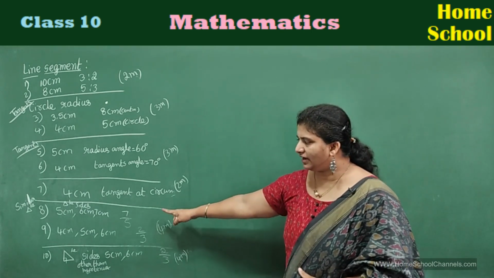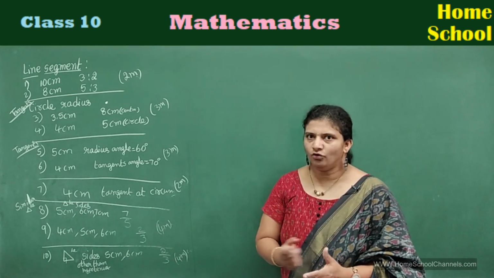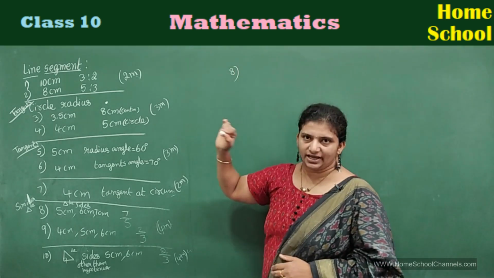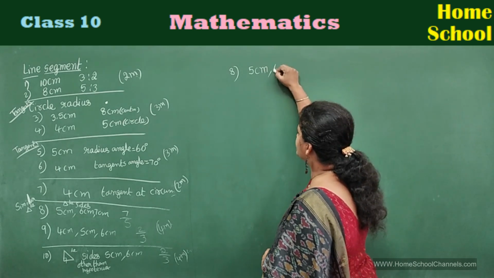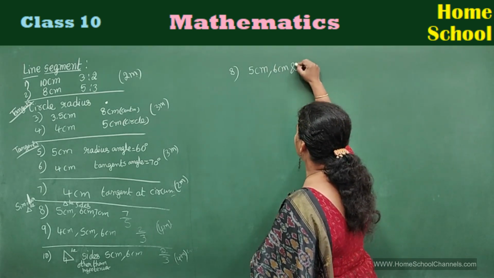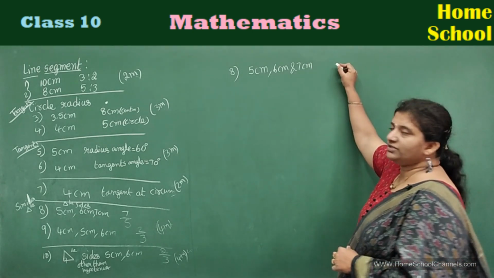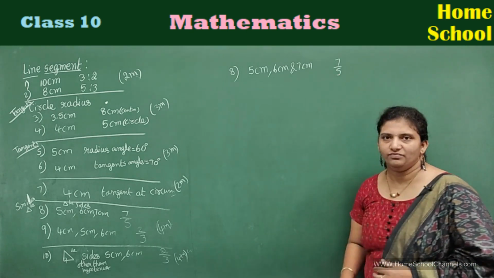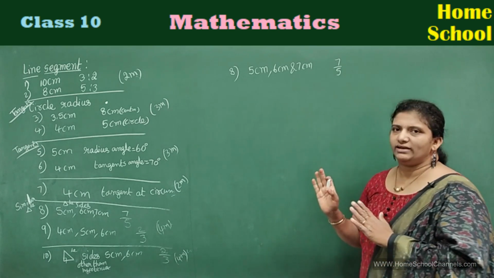You can see here 8, 9, 10. These 3 varieties may come for 4 marks. 8th problem. Draw a similar triangle. Given sides of a triangle are 5 centimeters, 6 centimeters and 7 centimeters. Draw a corresponding triangle in the ratio 7:5. So observe these carefully, children, and let me do one rough figure.